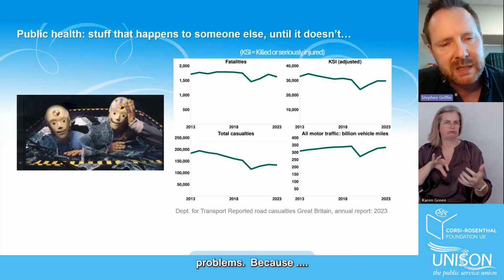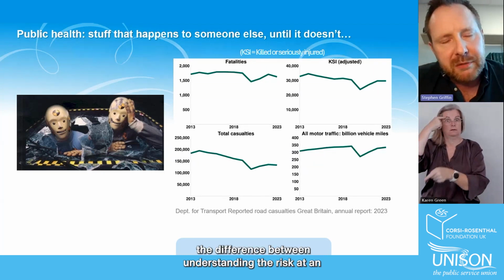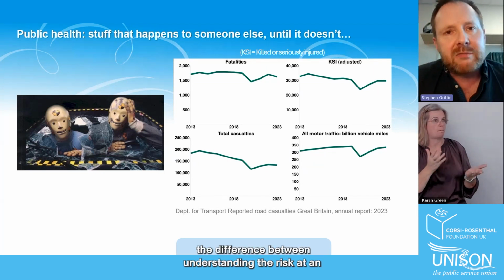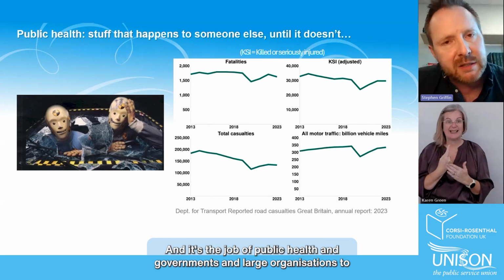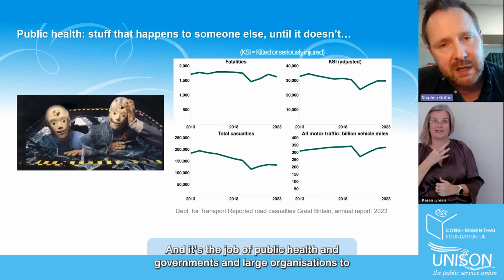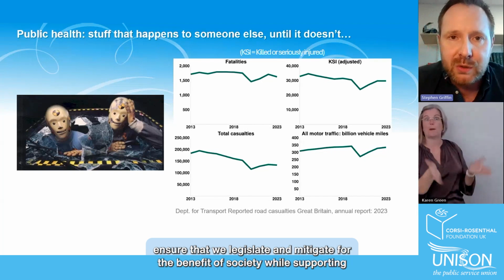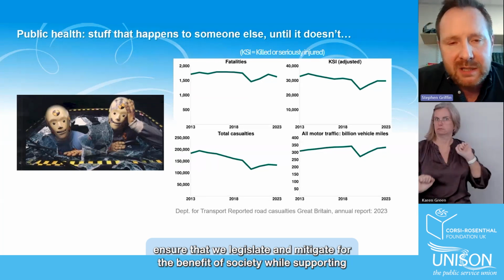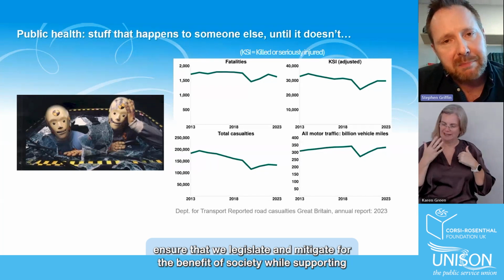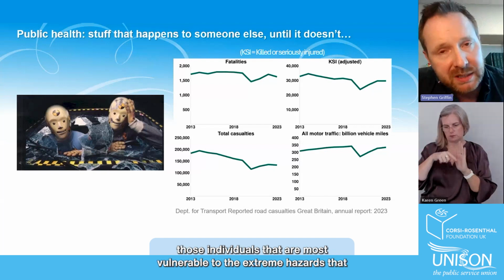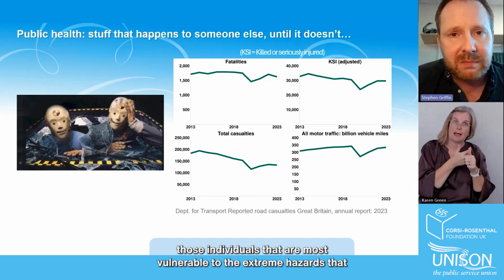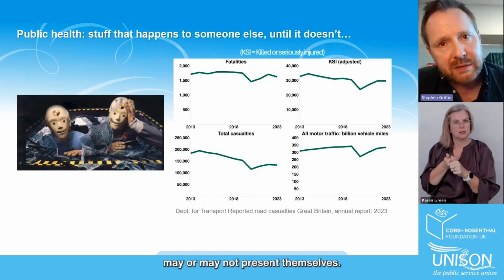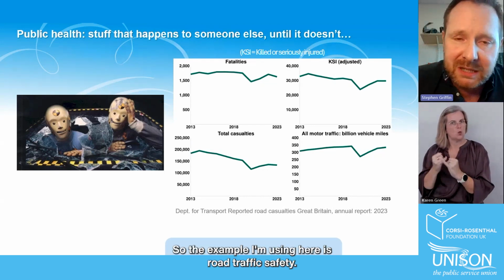because the difference between understanding the risk at an individual level and a population level is quite profound. And it's the job of public health and governments and large organizations to ensure that we legislate and mitigate for the benefit of society while supporting those individuals that are most vulnerable to the extreme hazards that may or may not present themselves. So the example I'm using here is road traffic safety.